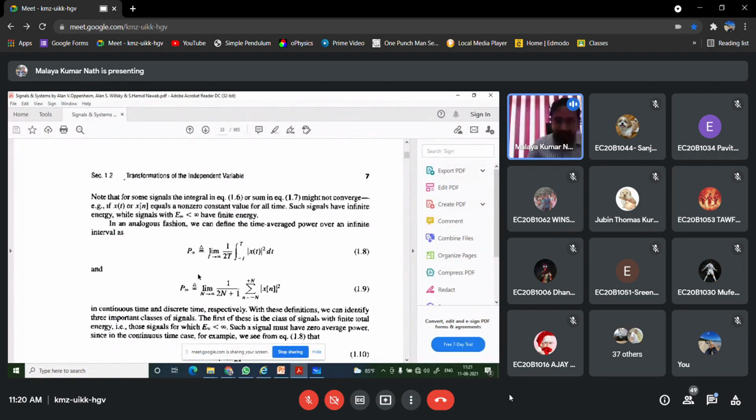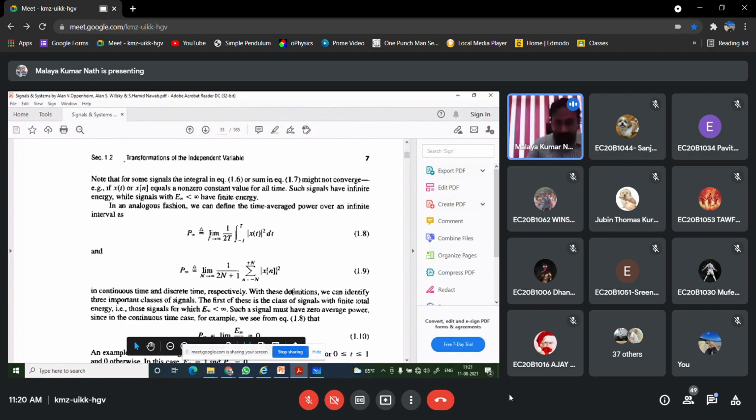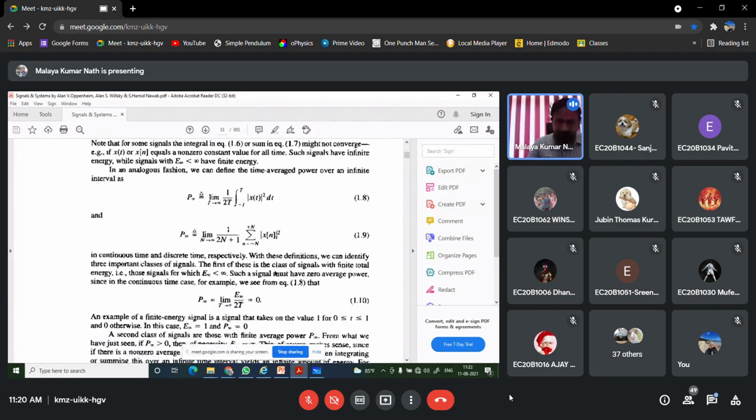Now if you are interested in calculating the power in the discrete domain, then you have to write the limit as N tends to infinity of 1 upon 2N plus 1, times the sum from n equal to minus N to N of x[n] squared, where x[n] is a discrete component. Now a power signal is a signal which has finite power and infinite energy. So if the energy is infinite and power is finite, then it is called a power signal.